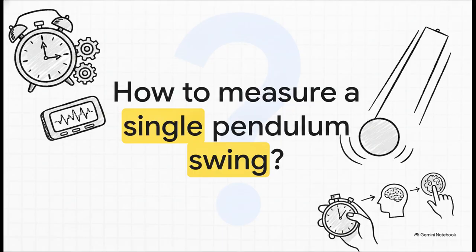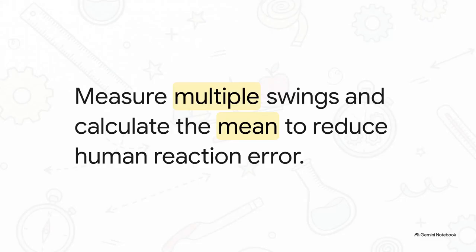So how do we fix that? Well, the crucial point here is that we borrow the exact same logic we use for that single sheet of paper. By using a stopwatch to measure a large number of multiples, say timing 20 or even 50 complete oscillations, and then dividing that total time by the number of swings, we drastically reduce our human reaction error. That fraction of a second you were late hitting the button is now spread out and diluted over 50 swings, which makes it statistically insignificant.